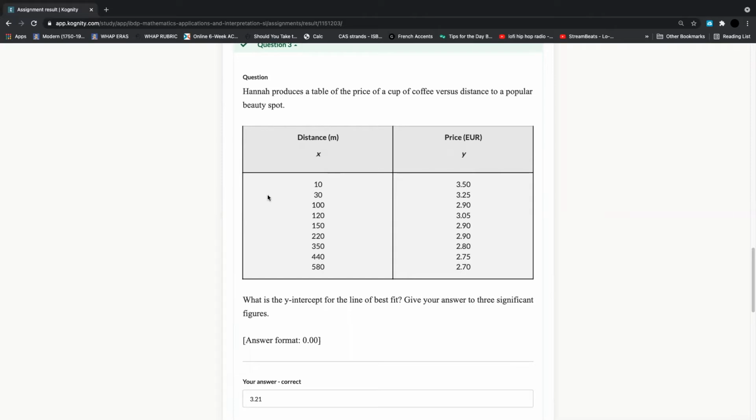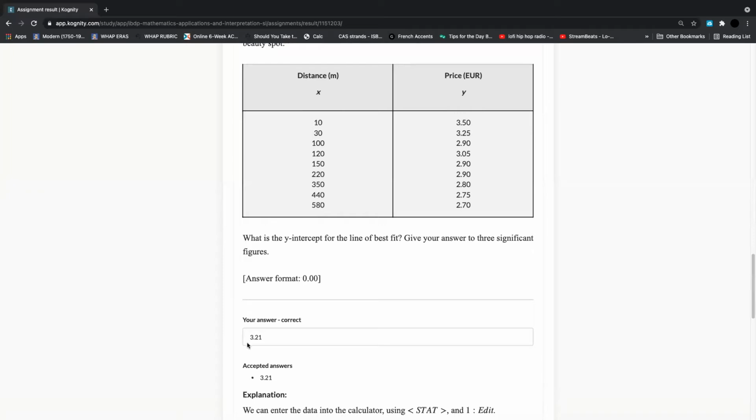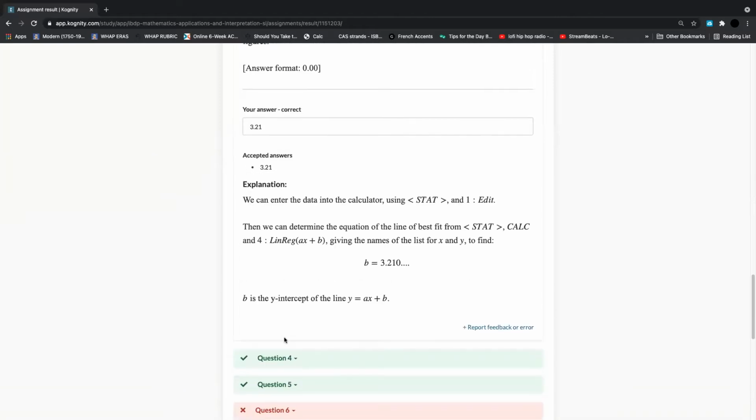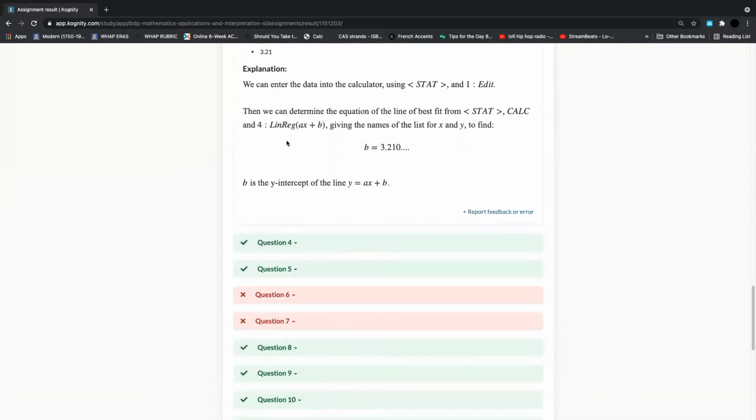So take the values, plug them into L1 and L2, click stat, calc, go down to number 4, line regression, put in your columns, make sure there's nothing next to frequency list, calculate, and then you have to find the variable b on your calculator, and that value is your answer, because in the equation y equals ax plus b, b is the y-intercept of the line of best fit. So that would be your answer. And then once you do all the rounding, you should come up with 3.21. Pretty simple. So it's the same thing over here.